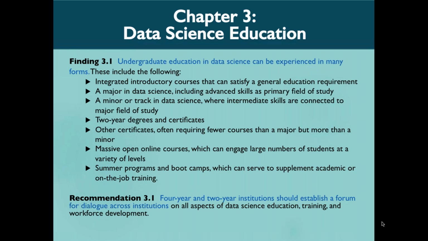Chapter 3 really focused on the idea that data science education will be happening in a myriad of ways in many different institutions. There may be introductory courses, and that may be all that people do. People could be undertaking a major program, minor programs. There could be certificates and degrees. We're already seeing a lot of growth at the associate's level in terms of data science education. Certificates might actually have fewer courses.